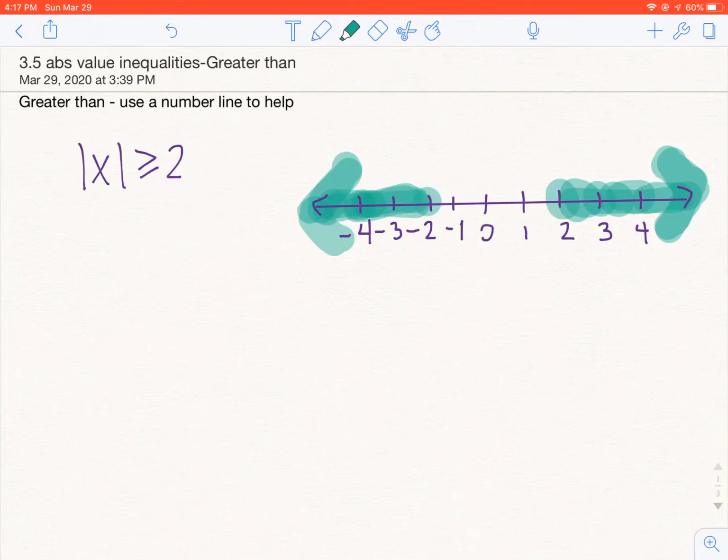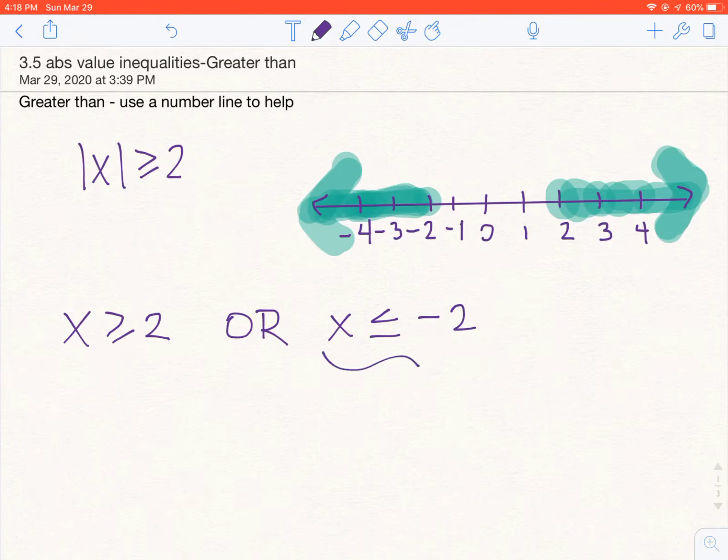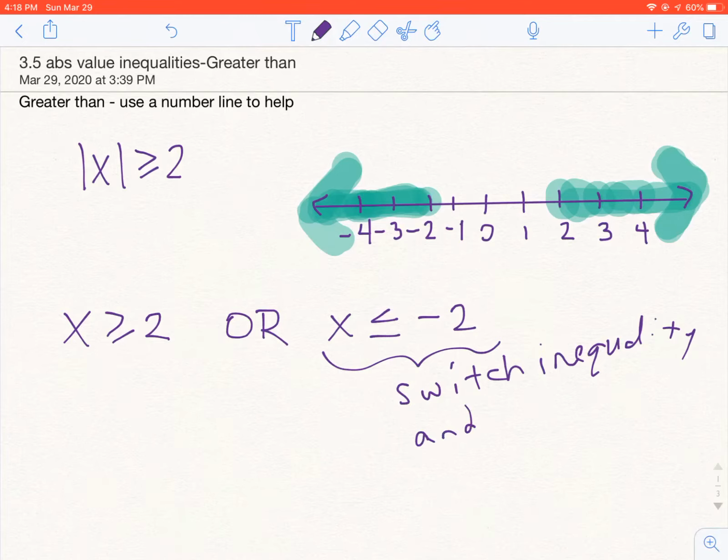So anything here, this is what our graph looks like when we have the absolute value of x is greater than or equal to 2. Notice this is an or statement, and that's huge. And so just like we did before, we have x is greater than or equal to 2, but now I'm going to use the word or because it's 2 halves, and now I say x is less than or equal to -2. Notice for this side, I had to switch the inequality and the sign. So instead of +2, I have -2.